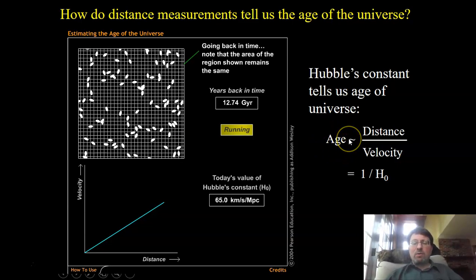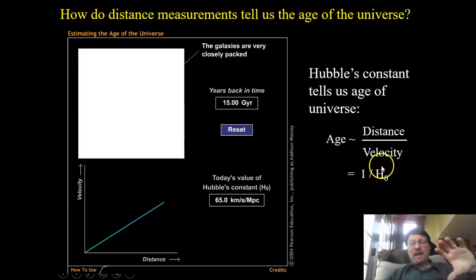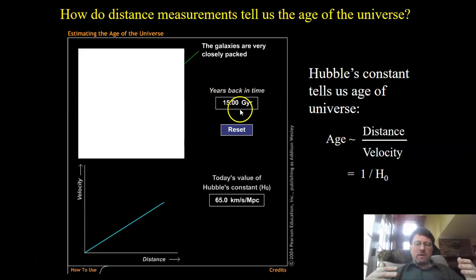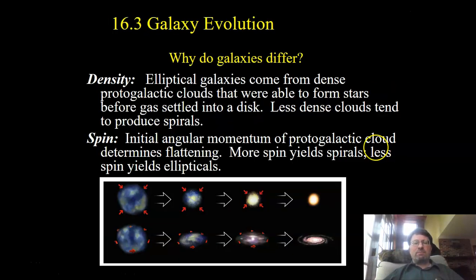If you measure Hubble's constant and then take the reciprocal of it, the inverse, 1 over H naught, that gives you an estimate of the age of the universe. That estimate turns out to be on the order of about 10 to 20 billion years. The accepted age of the universe is 13.8 billion years.